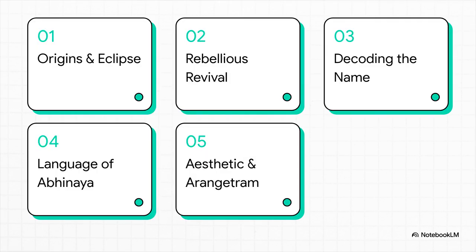Well, here's our game plan for figuring that out. We'll kick things off with its origins and the eclipse, then dive into the rebellious revival, decode the name itself, explore the language of Abhinaya, and finally wrap up with the aesthetic and Arangetram. Let's get right into it.